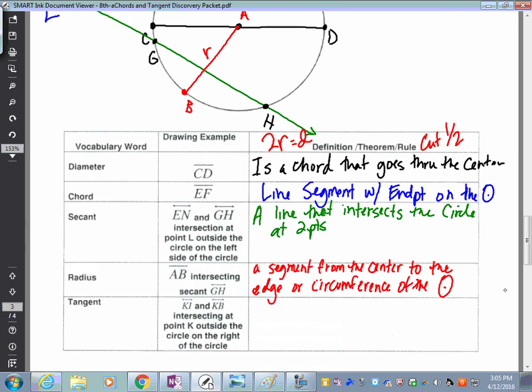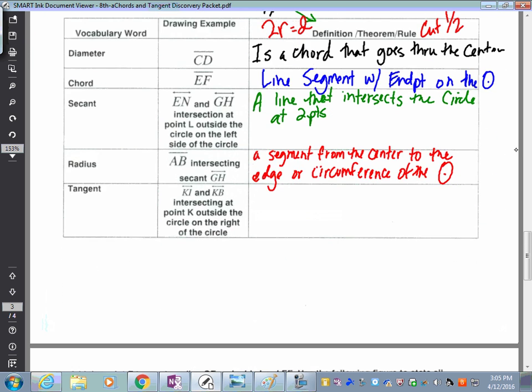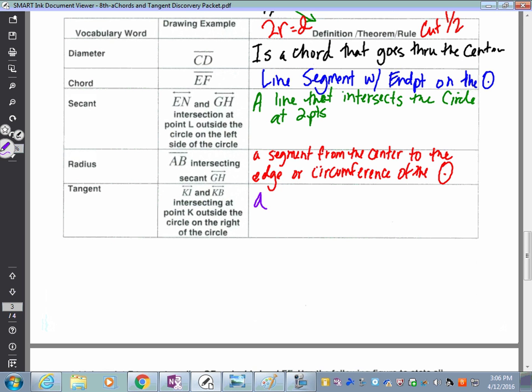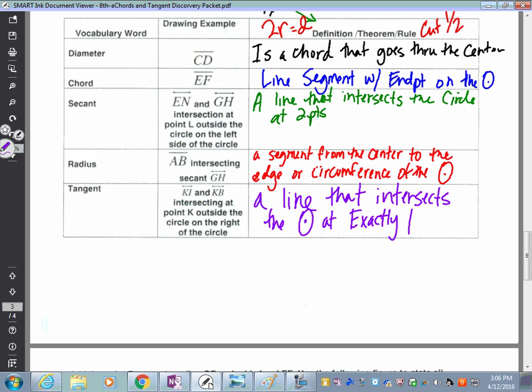Okay? All right, the last one we're going to do is a tangent. I'm going to give you the description first. Let me give me a different color here. Can never get to purple. Maybe that'll work. It is a line that intersects the circle at exactly 1 point. Only 1 point. The easiest way to do that is like it's going to touch the edge of the circle.